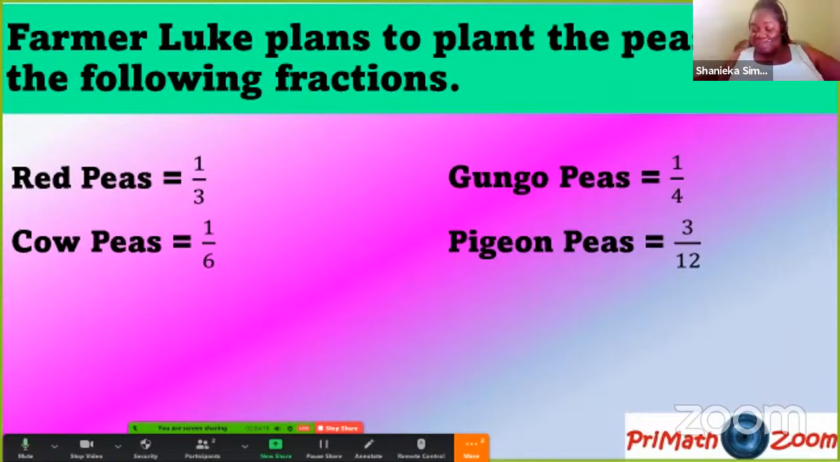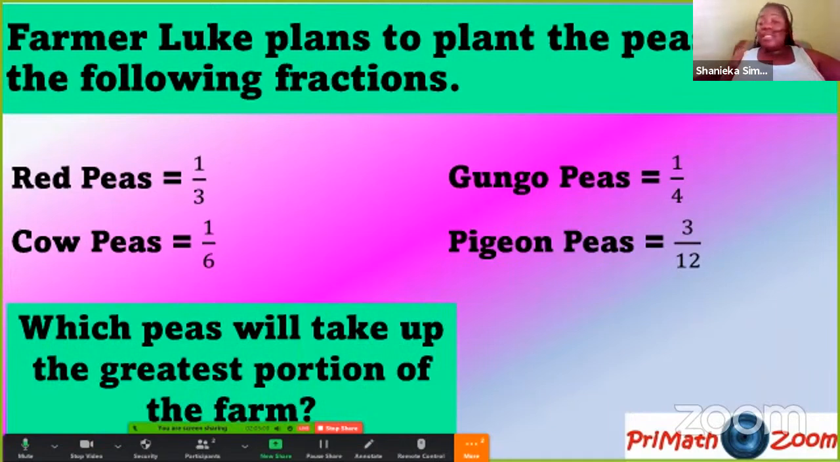All right. So let us go ahead, and we're going to first answer which peas will take up the greatest portion of the farm. So go ahead and do your calculations in your books, of course. Which pea will take up the greatest portion of the farm? Now, there are some things we need to consider when we're doing this. So what is the first thing you might need to do? What is the first thing you observe with the fraction of the farm that these peas will take up?